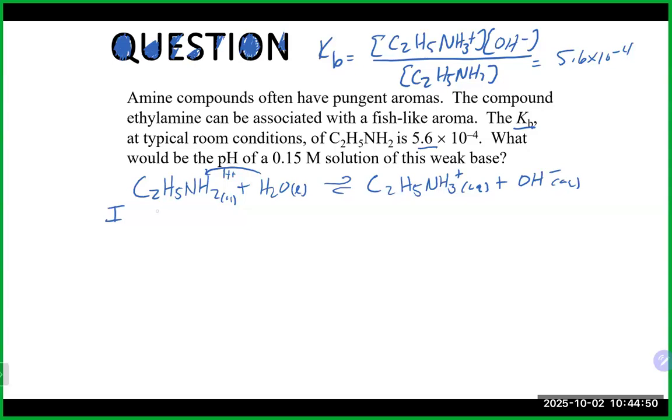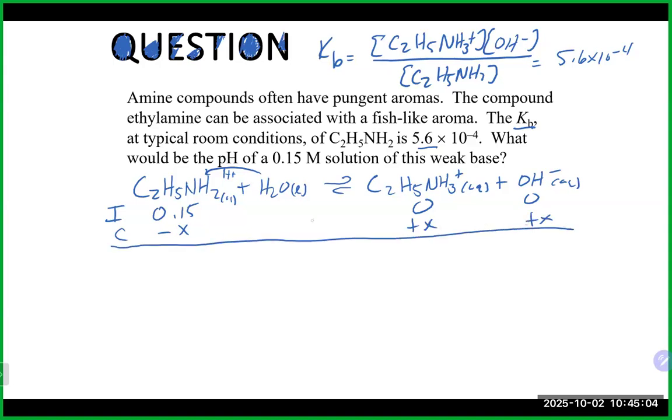Doing our ice table here, 0.15, 0 and 0. Obviously, water not included in anything, so just going to leave it blank so I don't tempt it to do anything with it. We're going to put it here to our equilibrium, 0.15 minus x, x, and x. Any questions on the table there? Like normal, we're just going to roll this into our expression here, x squared over 0.15 minus x equals 5.6 times 10 to the minus 4.